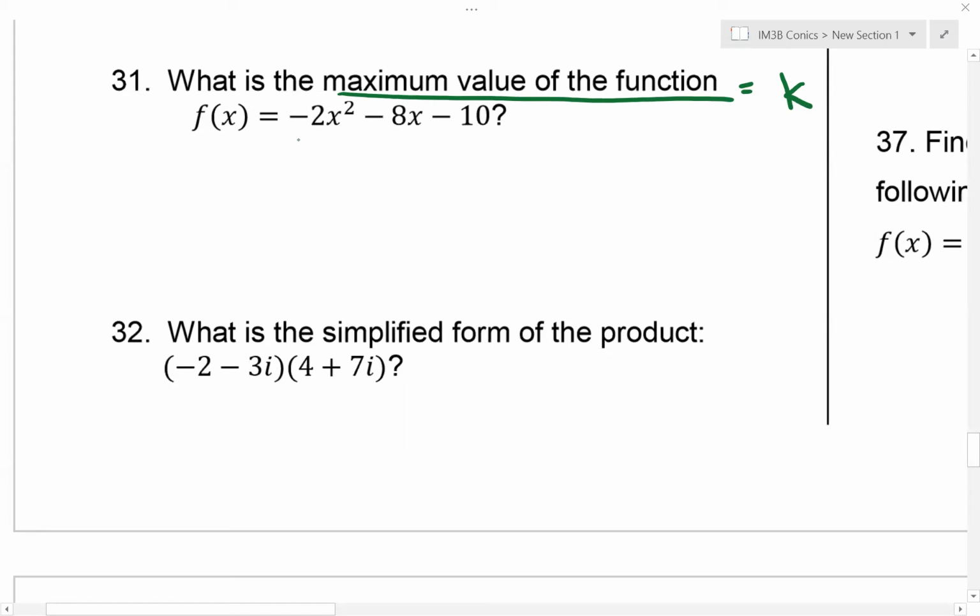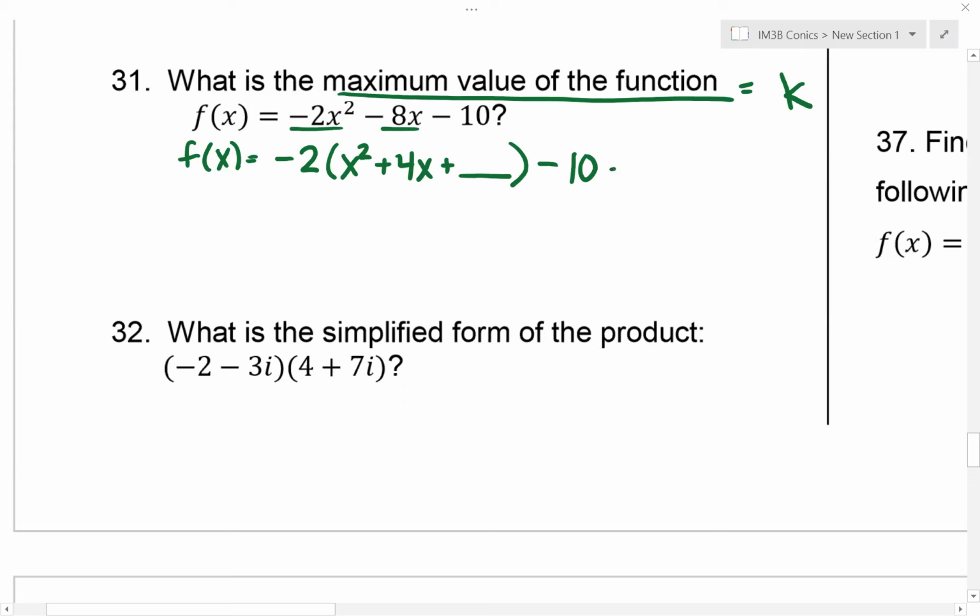So remember that if I have a coefficient on my x squared term, I'm going to factor that out of my x squared and my x term. So if I take out -2, I'm left with positive x squared plus 4x. And I'm going to complete the square in here. And I'm leaving the -10 there.